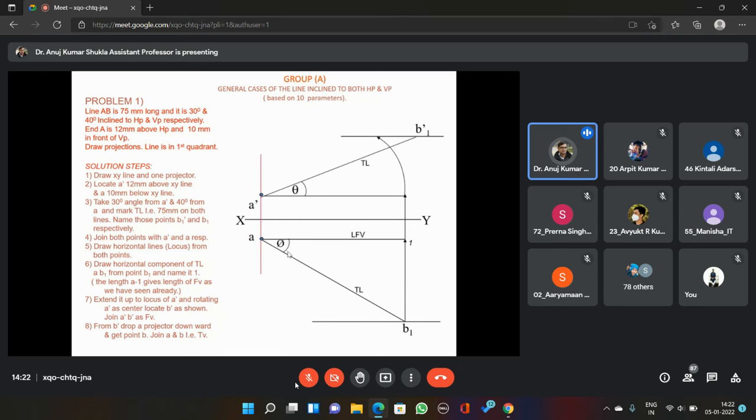Then the same can be done for the next step. You will get the front view. From B dash, drop a projector downwards and get point B. Now you see the importance of the projector. Only the projector can help you. Join A and B, that is the top view.